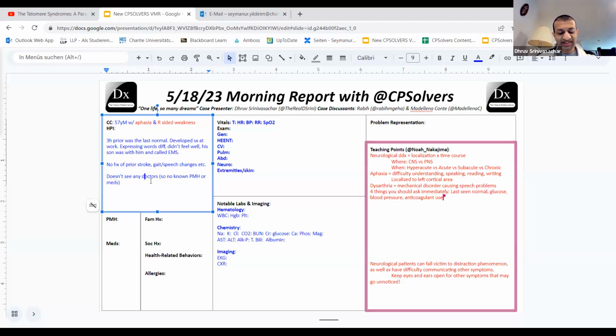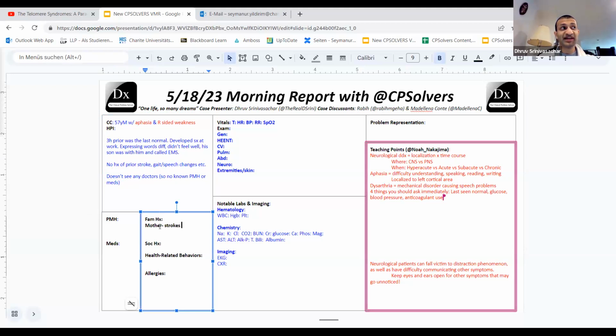In terms of family history, his mother had a history of strokes, multiple of them in her 60s. And his father had an MI in his late 40s.